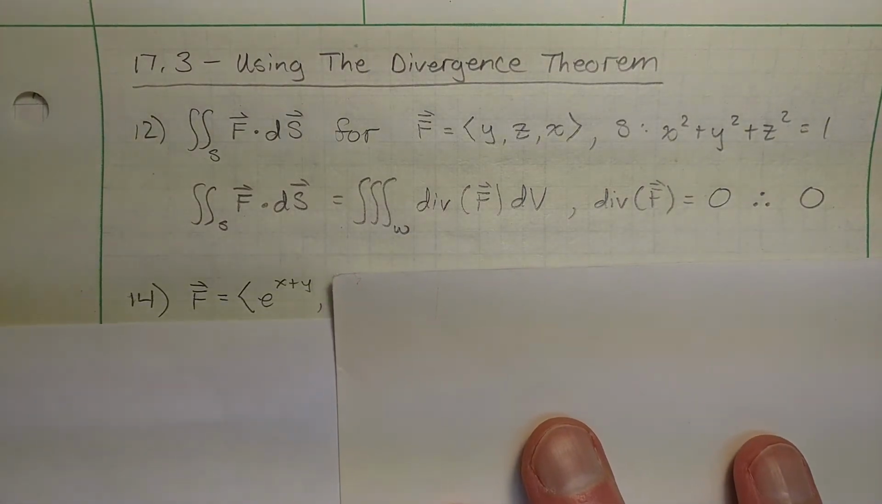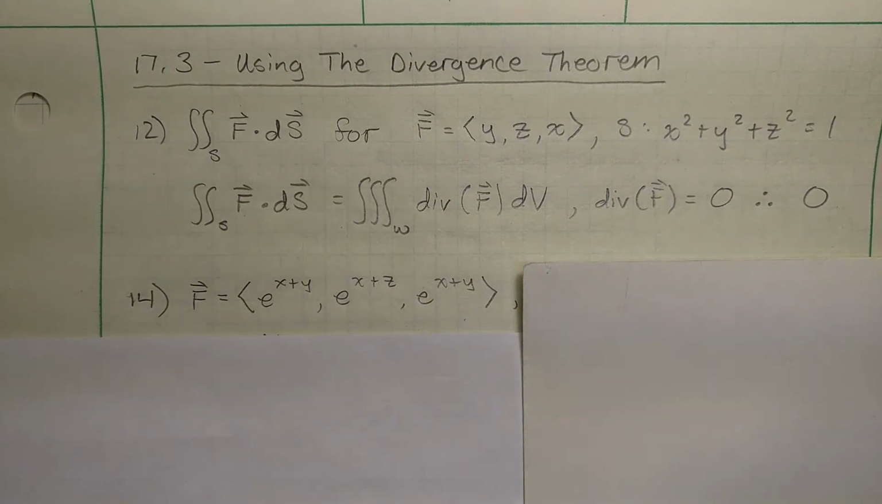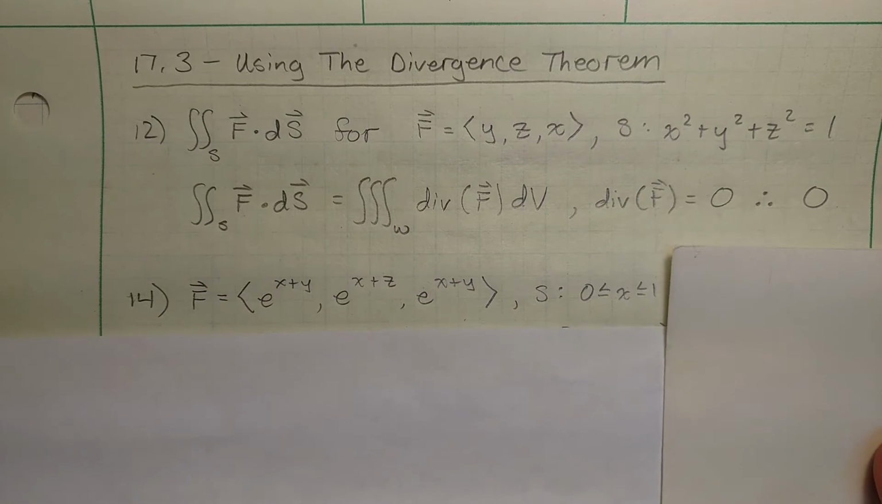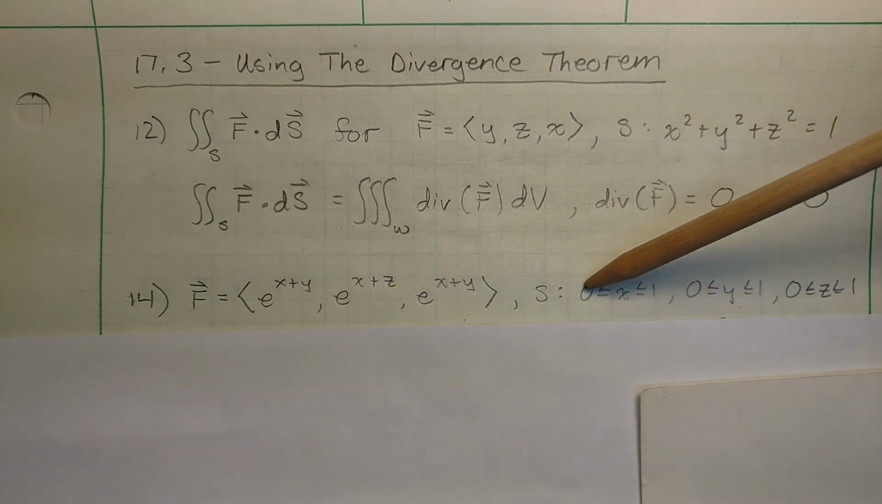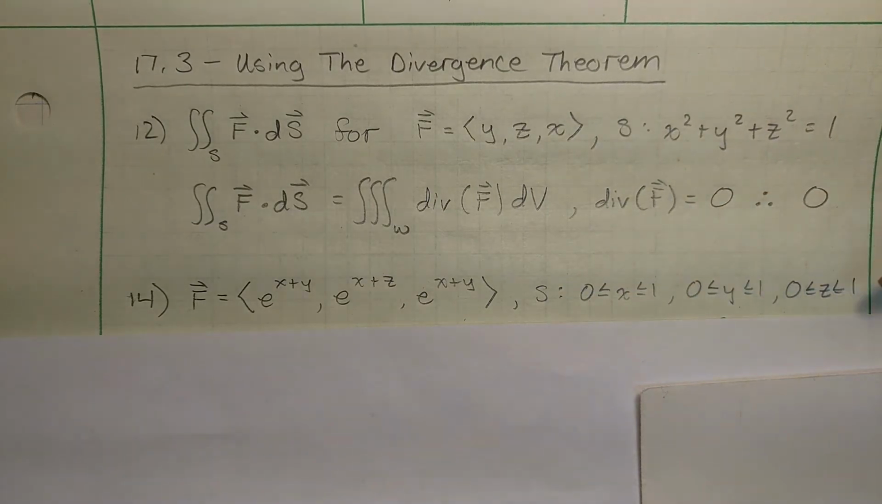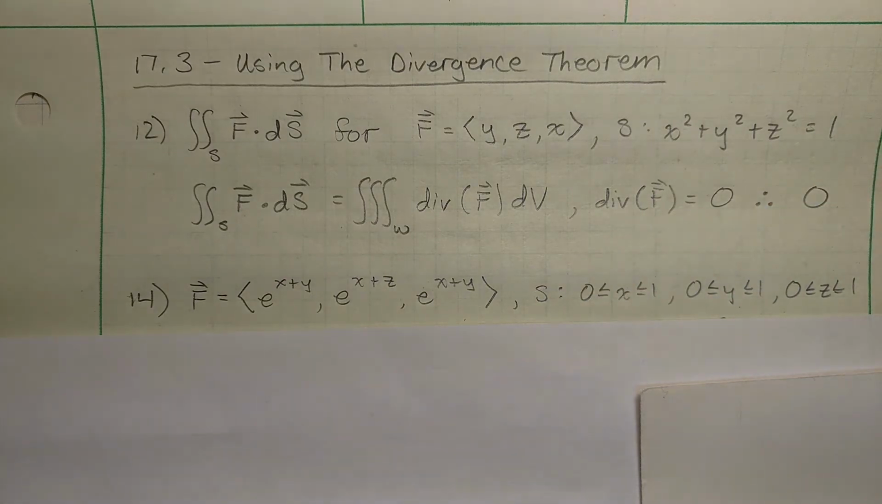All right, let's look at some that aren't 0. Let's look at number 14. In 14, we have the following vector field, and we have this surface, which is essentially the surface of the unit cube. So we have x going from 0 to 1, y going from 0 to 1, and z going from 0 to 1. Well, the volume of the unit cube is a very easy thing to represent. So it's probably going to be easier in this case to use the divergence theorem. And we'll see that it works out pretty well.